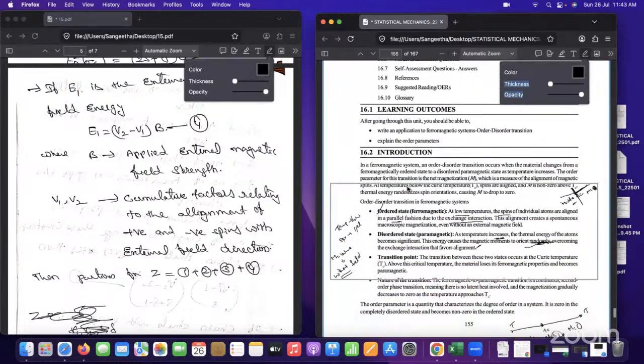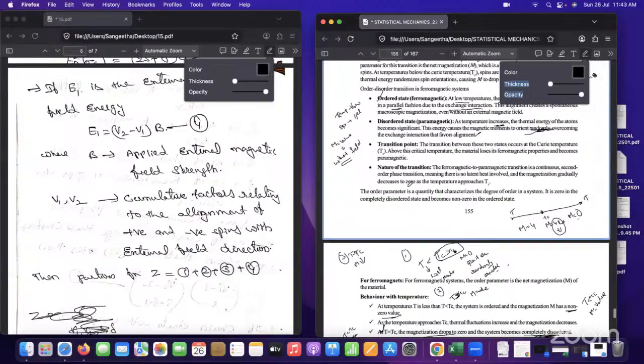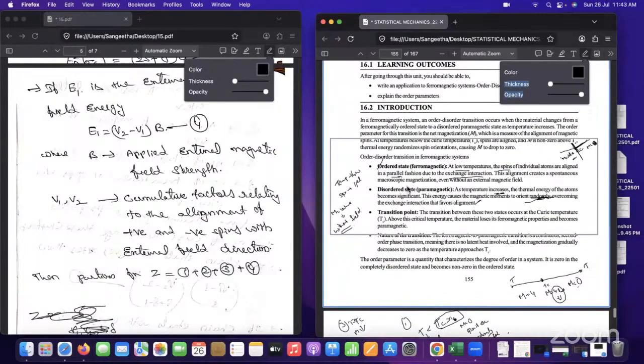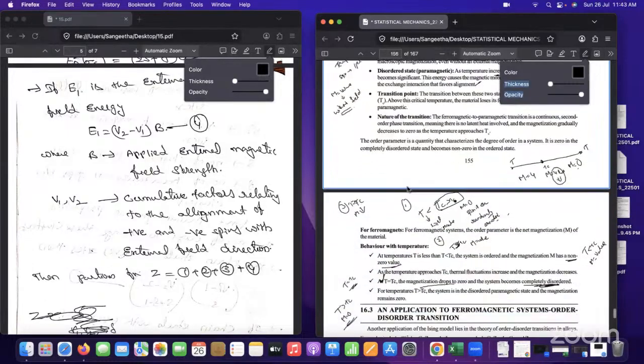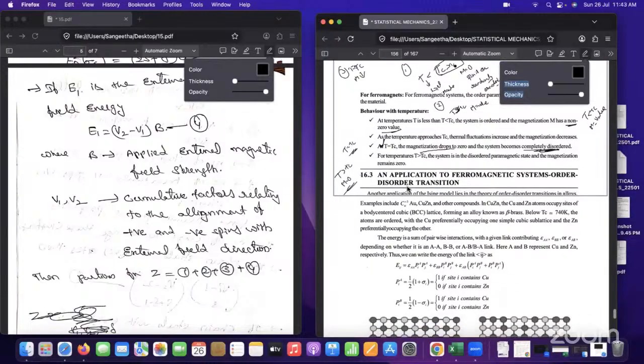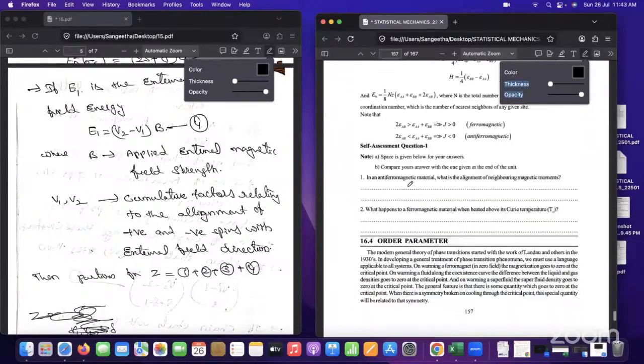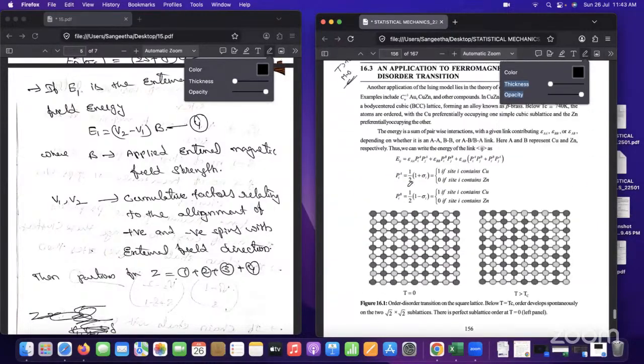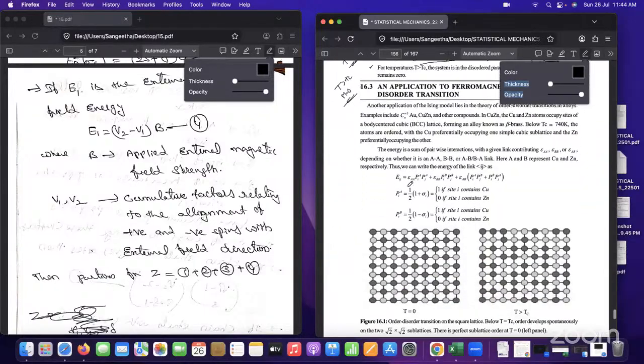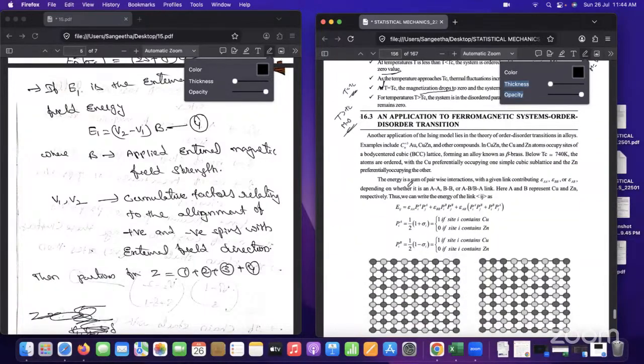ఇంట్రడక్షన్ లో ఏమేమి పాయింట్స్ రాయాలి మనం? వాట్ ఈజ్ ఆర్డర్డ్ స్టేట్, వాట్ ఈజ్ డిజార్డర్డ్ స్టేట్, ట్రాన్సిషన్ పాయింట్ ఏంటి, నేచర్ ఆఫ్ ద ట్రాన్సిషన్ మెన్షన్ చేయాలి. నెక్స్ట్ తర్వాత అప్లికేషన్ ఆఫ్ ఫెర్రోమాగ్నెటిక్ డిజార్డర్ ట్రాన్సిషన్. ఒక చిన్న రెండే టాపిక్స్ ఉన్నాయి మనకి ఇందులో. ఫస్ట్ వన్ ఈజ్ అప్లికేషన్ టు ఫెర్రోమాగ్నెటిక్ సిస్టమ్ డిజార్డర్ ట్రాన్సిషన్.